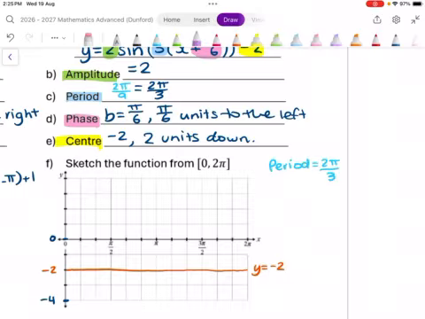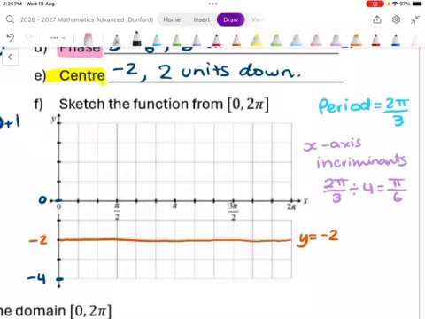to work out our x-axis increments, what you want to do is go 2 pi on 3 divided by 4, which is pi on 6. So this graph is perfect for it, because this is where pi on 6 is. This here is pi on 3, or 2 pi on 6 works out to be pi on 3. Then pi on 2 is 3 pi on 6, which simplifies to pi on 2. And then we have 2 pi on 3, and we'll have 5 pi on 6.